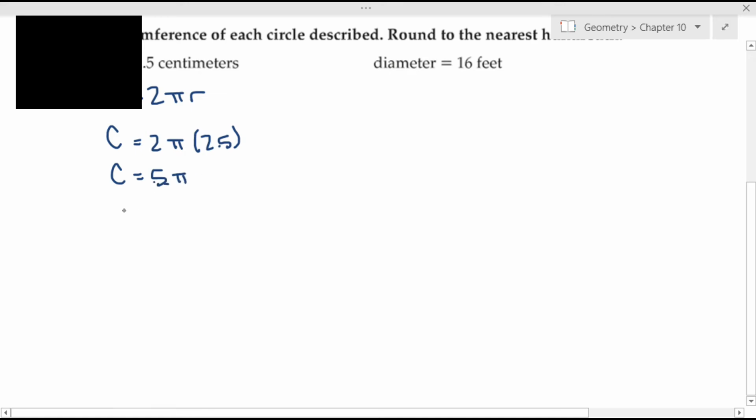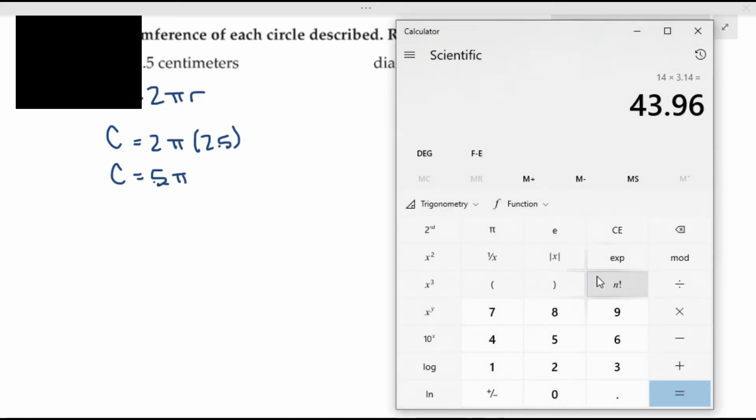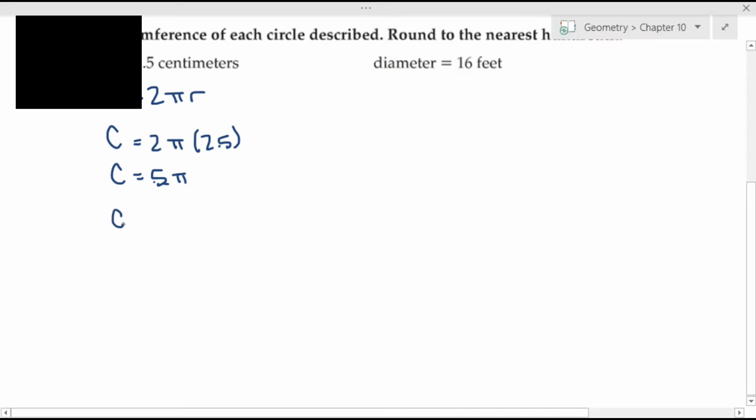So this would be the exact answer. But if I went to 3.14 times, and that's pi. Pi is 3.14 times 5. It's going to be 15.7. So circumference is equal to 15.7 centimeters. Either one of these answers would be correct.